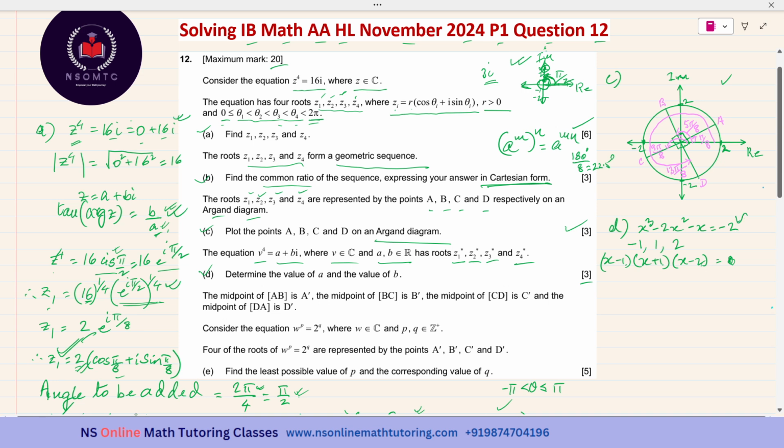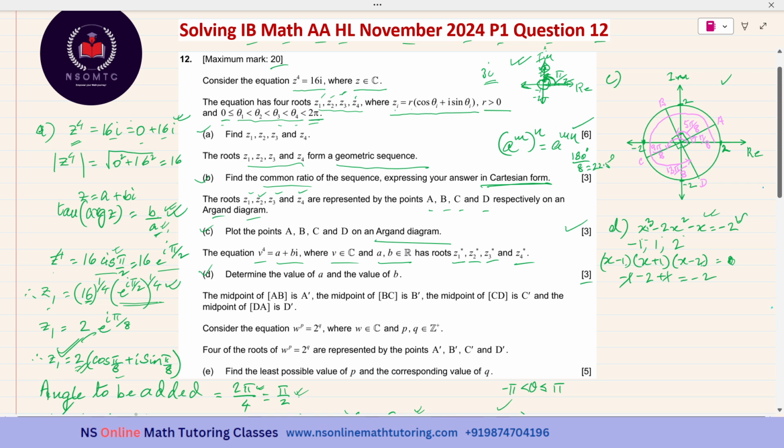So practically what I have done is I have expanded and got this equation. So the roots of this equation are definitely negative 1, 1 and 2. Now, if I have to verify, I can take any of them. If I take negative 1, negative 1 whole cubed is negative 1. Negative 1 squared is positive 1 times negative 2 is negative 2. And negative of negative 1 is positive 1. So this is negative 2.